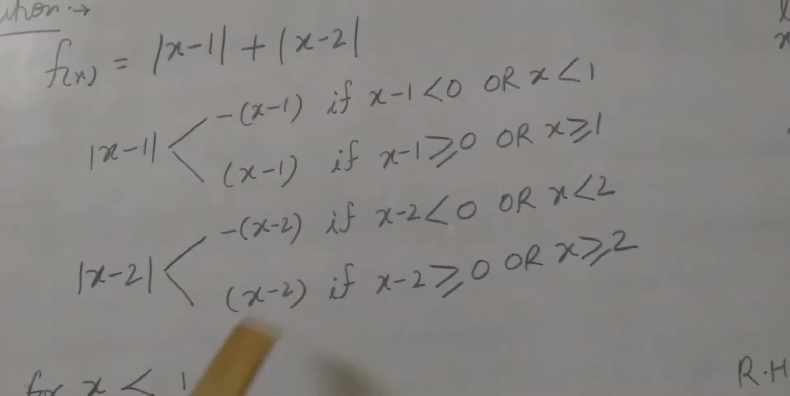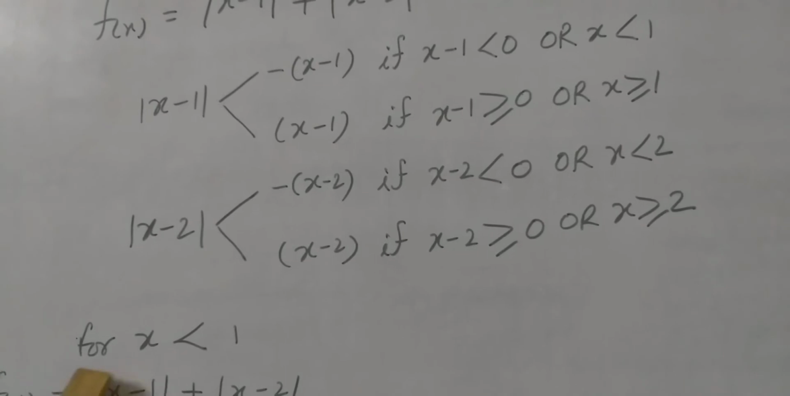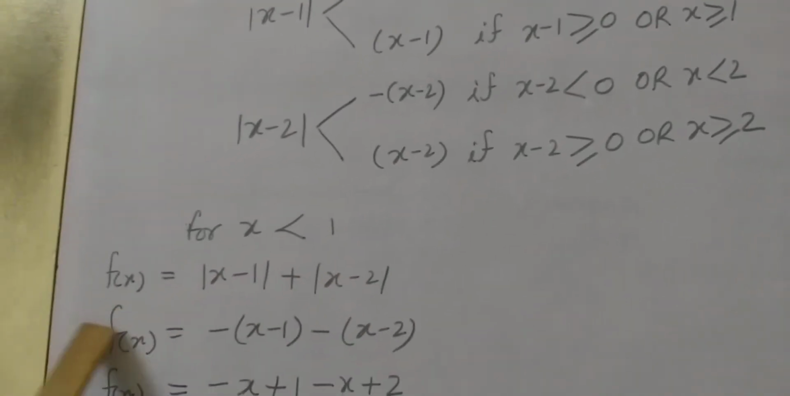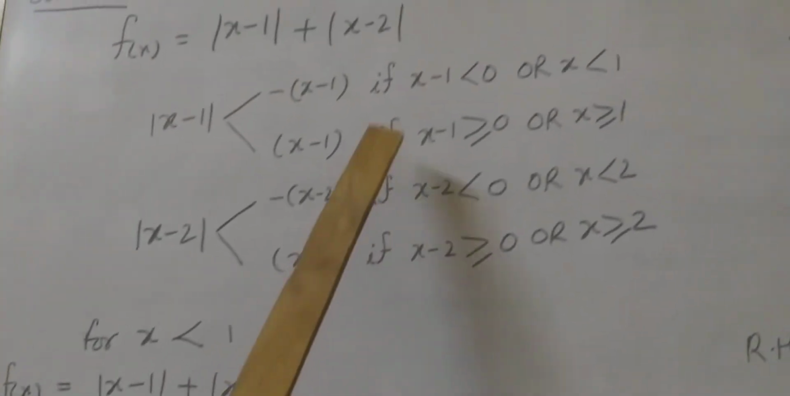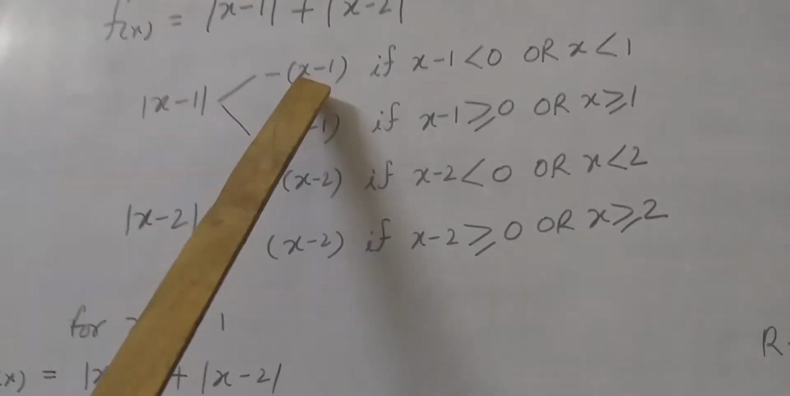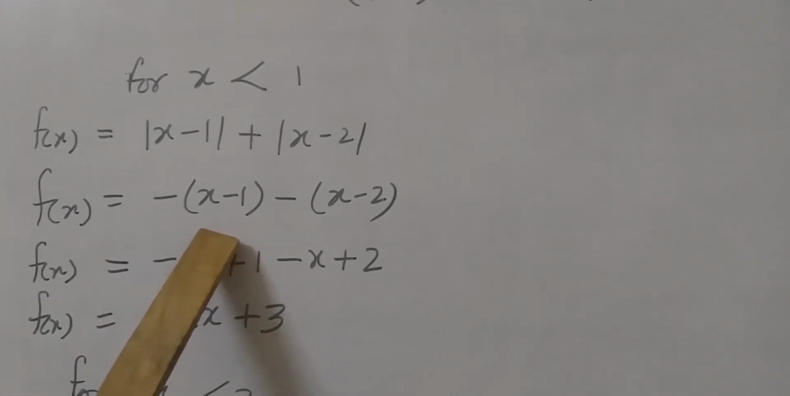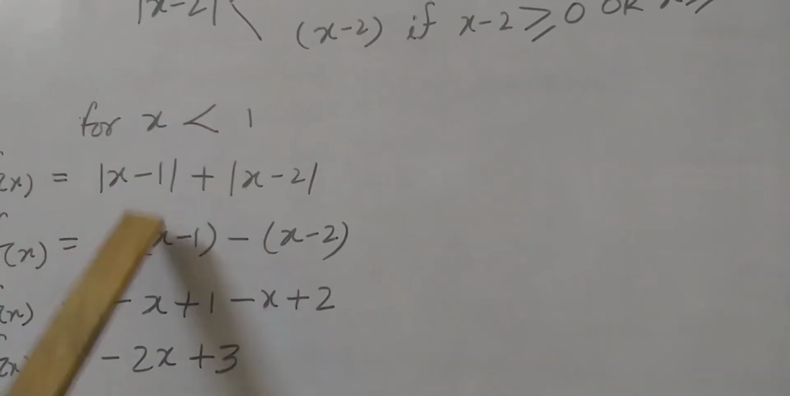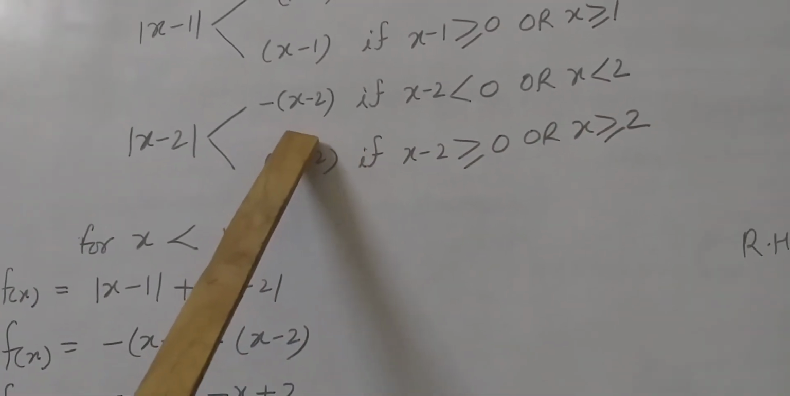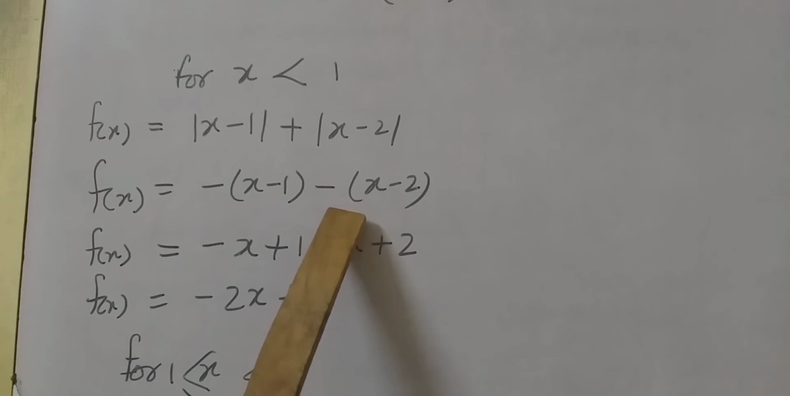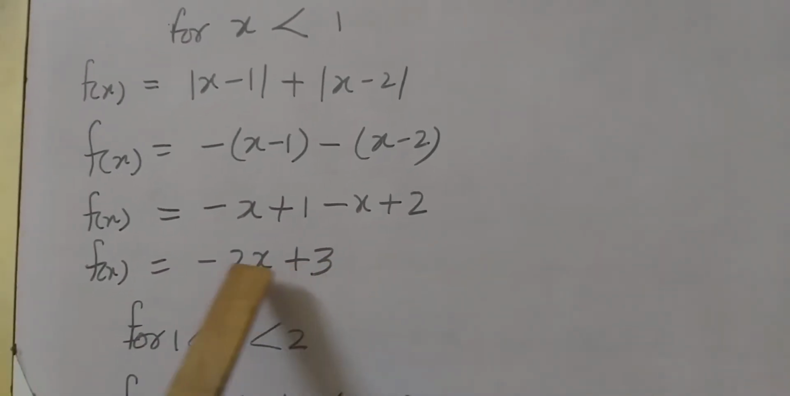First of all, we take x < 1. For x < 1, x − 1 is negative, that's why I have written it negative. And x − 2 is also negative. Open the bracket: −x + 1 − x + 2 gives −2x + 3.